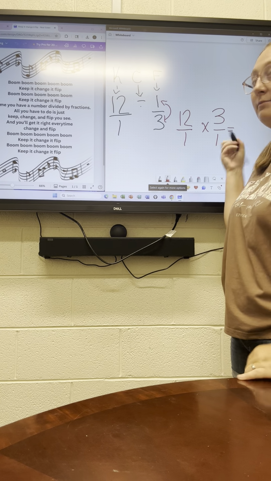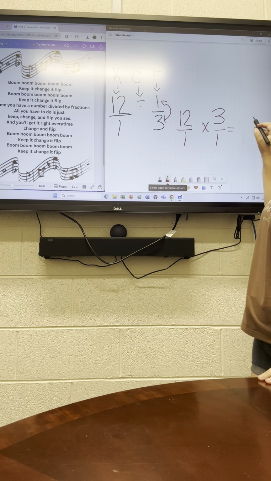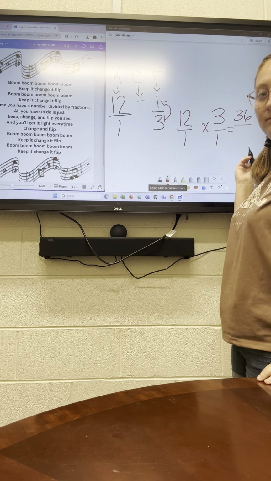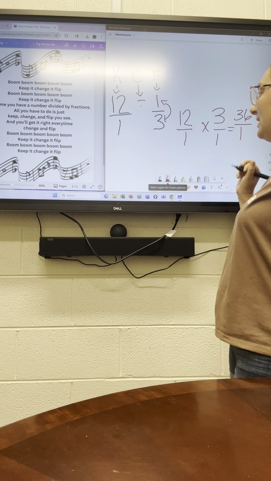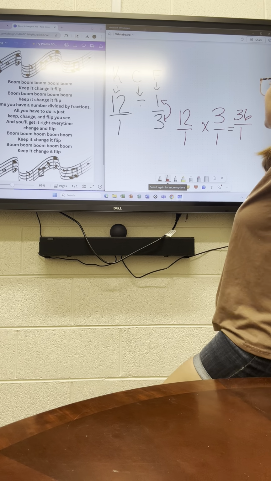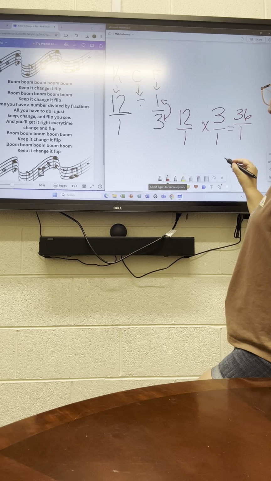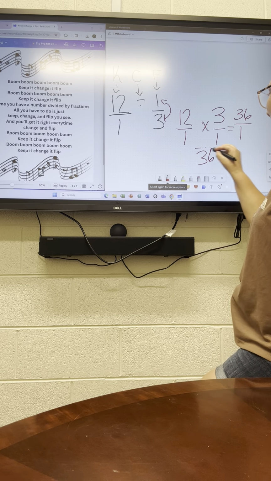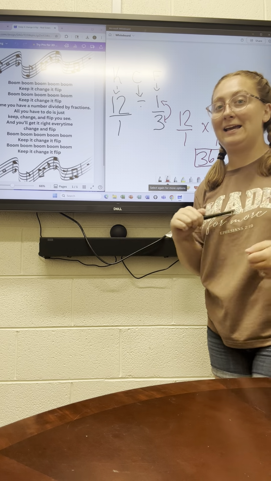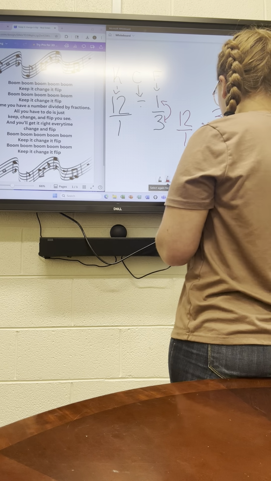Okay, and we have 12 times 3, which is 36. Good. And what is 1 times 1? 1. Now, I have to simplify. Can I leave it like this? No, we have to simplify. How many times does 36 go into 1? 36. Perfect. Okay, let me see your whiteboards. I want to see that you're working it out with me. Good. Okay.